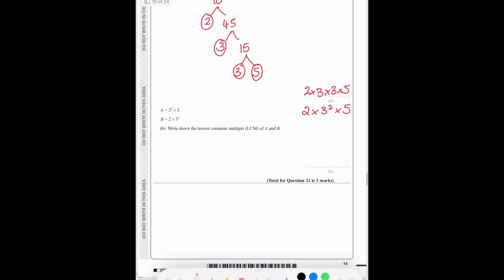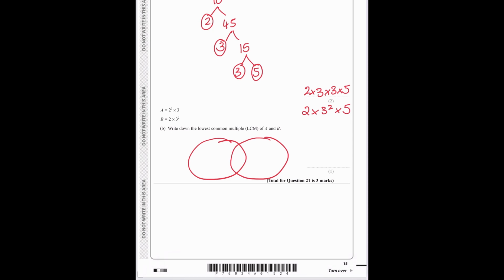Write down the lowest common multiple of A and B. So I'm going to do my Venn diagram to find my lowest common multiple. A is 2 squared times 3, and B is 2 times 3 squared. So they both have in common a 2 and a 3. A has a 2 left in it and B has a 3 left in it. And the lowest common multiple, we multiply all three. So that's 2 times 2 times 3 times 3, which gives me the answer 36.